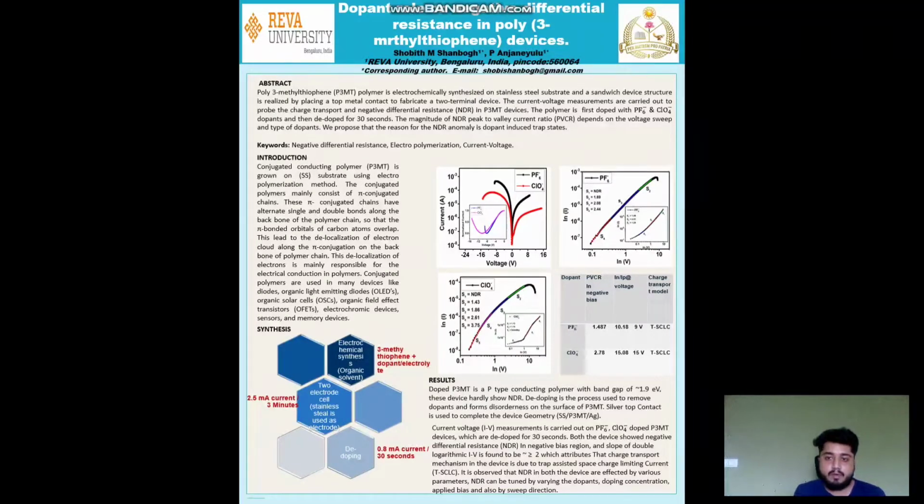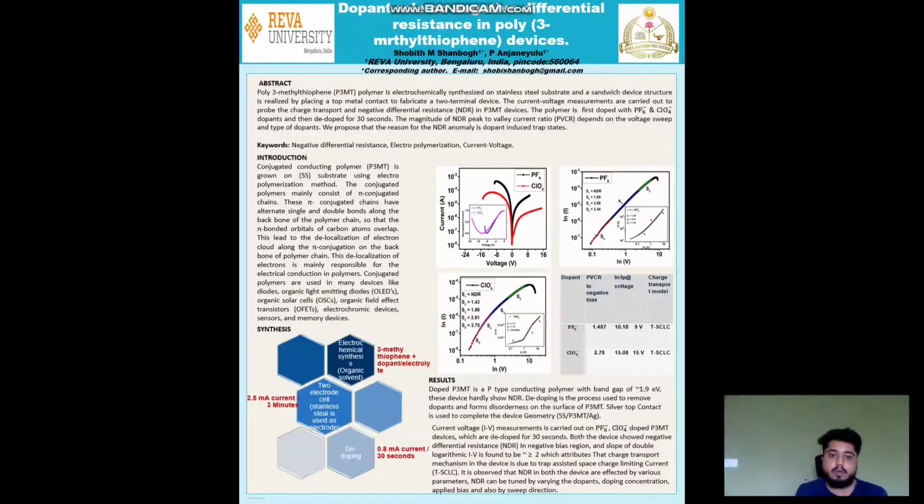The polymer is first doped with PF6, that is hexafluorophosphate, and perchlorate dopants, and then dedoped for 30 seconds. The magnitude of the NDR peak to valley current ratio depends on the voltage swept and the type of dopants. We propose that the reason for the NDR anomaly is dopant induced trap states. Keywords are negative differential resistance, electropolymerization, and current voltage.